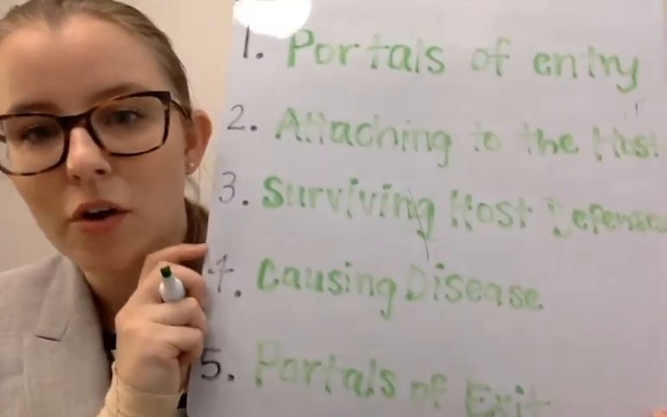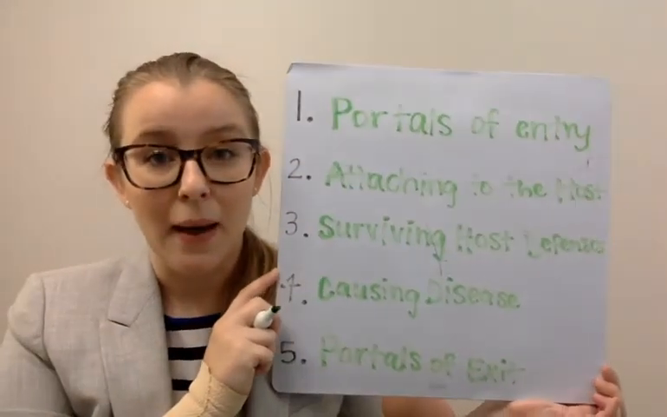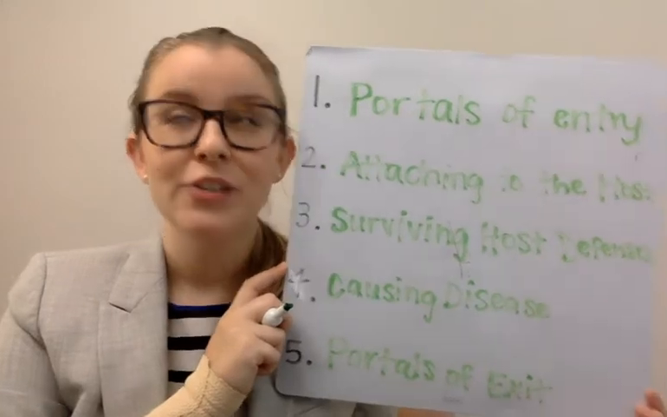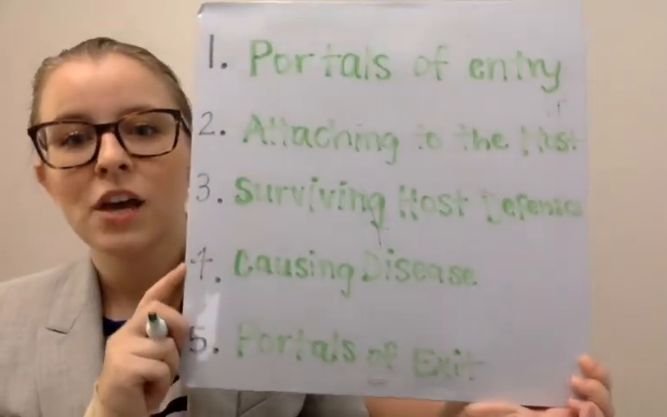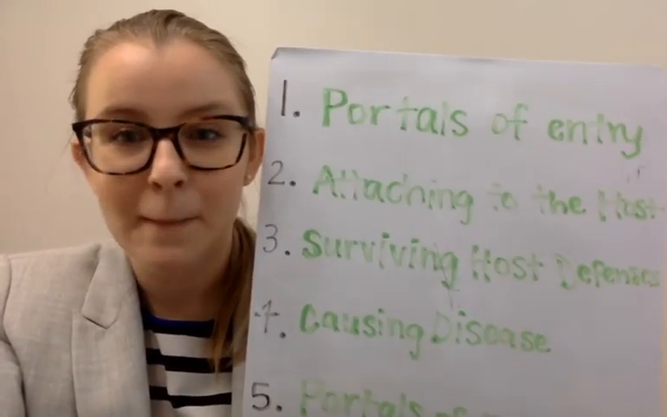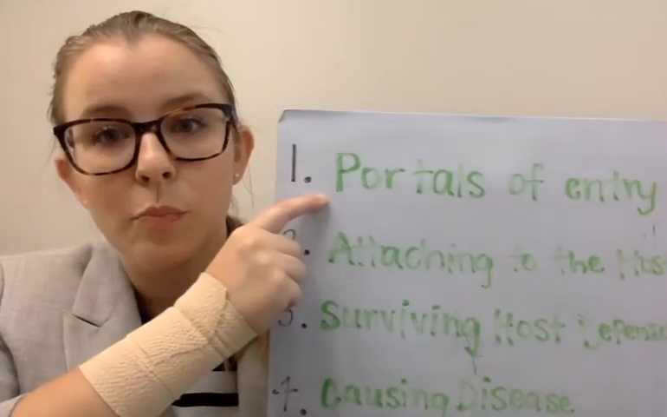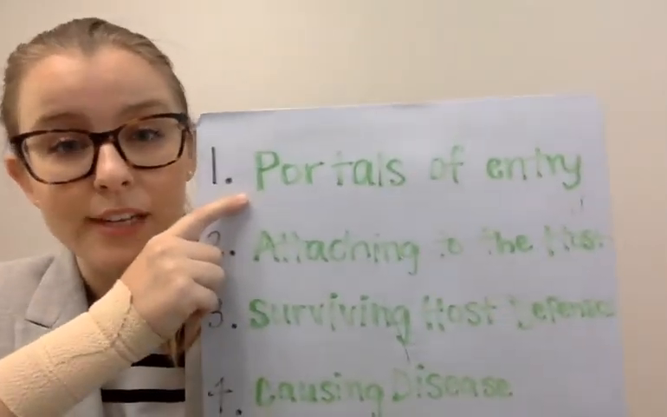All right, so now that we know our 5 steps in the process of going from a microorganism colonizing to infecting to causing disease, let's go in depth in more of these sections. So the first step was portals of entry, so how the microbe is actually going to enter the body. Now, when we think about this, we've already talked about our first line of defense being the physical barriers like our skin and mucous membranes, which serve as a very effective protective layer from microbes.